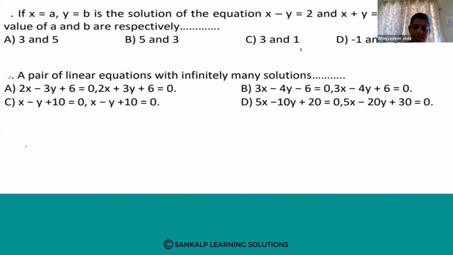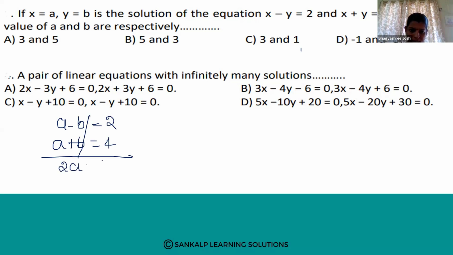Okay. So if x is equal to A, y is equal to B, that means substitute or write A in place of x and B in place of y: A minus B is equal to 2 and A plus B is equal to 4. Same. Again, B and B will get cancelled. You will have 2A is equal to 6. That means A is equal to 6 by 2, so A value is 3. Again, this is the same result.